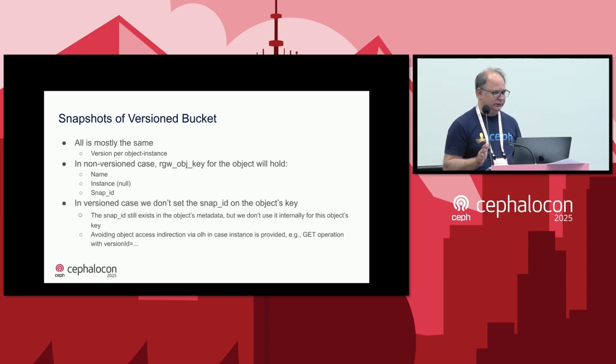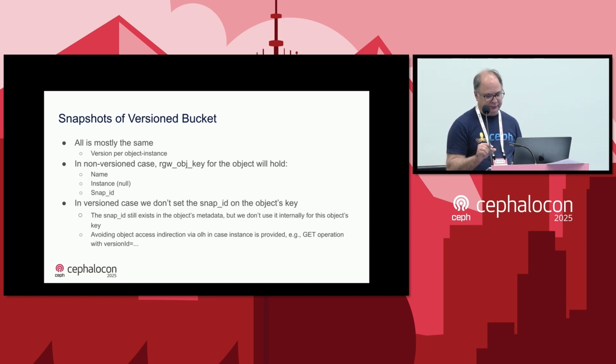As I said, versioned buckets are not as interesting, but you can still take snapshots of them. Everything works the same, just that every object that you create also has a new version ID. One thing that's a bit different is how we reference the object instances internally, which might not be as interesting. For non-versioned, we now have the name, the instance, which is null, and a snapshot ID. In the versioned case, we don't keep the snapshot ID. We keep what we did before. We just keep the name and the instance.